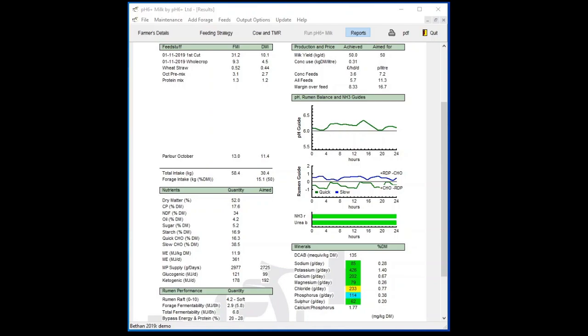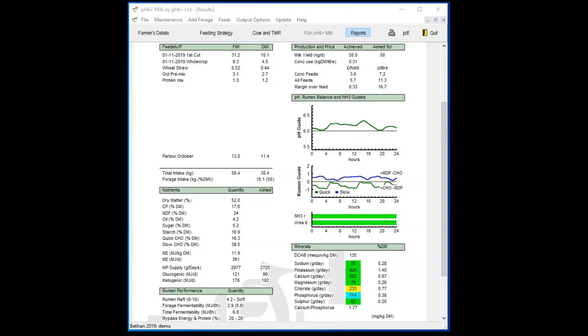You can see on the graph that when the line falls above 0, this will indicate that you need to provide more rumen degradable protein, RDP, and less carbohydrate, CHO. When the line falls below 0, you need to provide more CHO and less RDP.